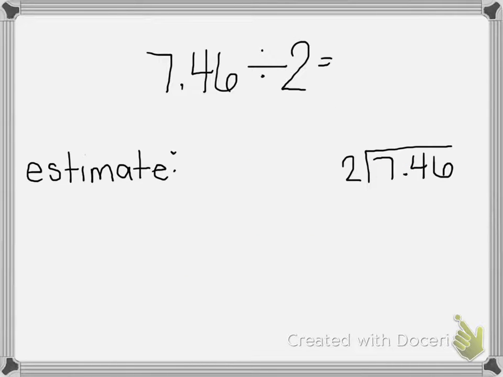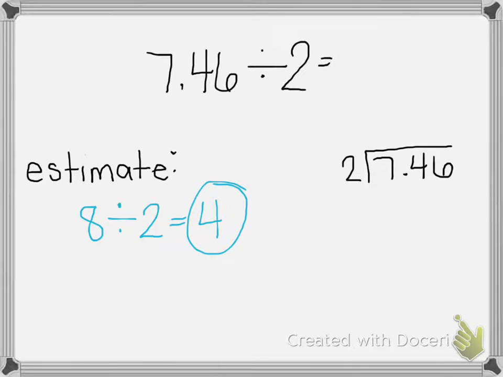Number 12 says make an estimate, then divide as if the dividend were a whole number. Use your estimate to place the decimal point in your answer. So if I were going to estimate, I would round 7 and 46 hundredths up to 8, and I would leave my whole number as 2. 2 goes into 8 4 times, so I know my answer should be right around 4.